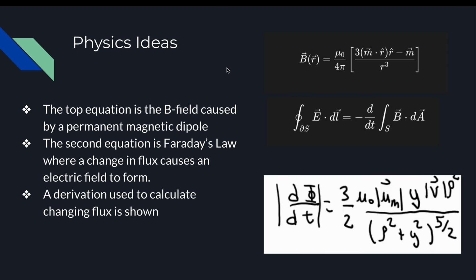All right, physics ideas. So this equation is the B field caused by a permanent magnetic dipole that we implemented in the computational model. The second equation is Faraday's law, where a change in flux causes an electric field to form. And then the last equation is a derivation to use to calculate the changing flux.